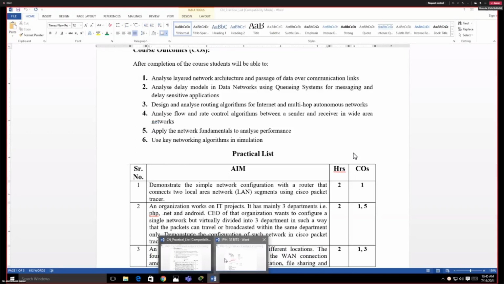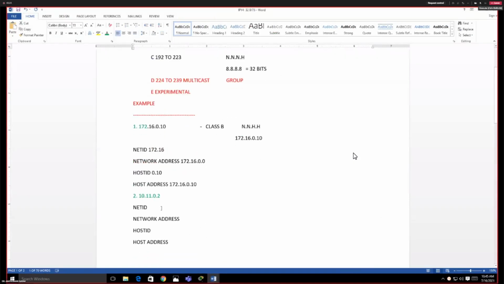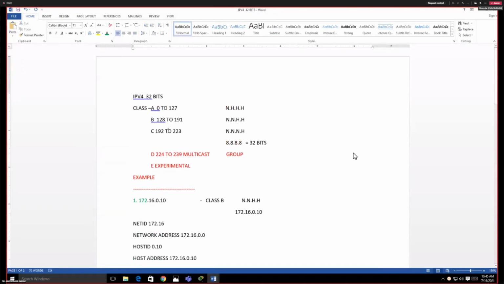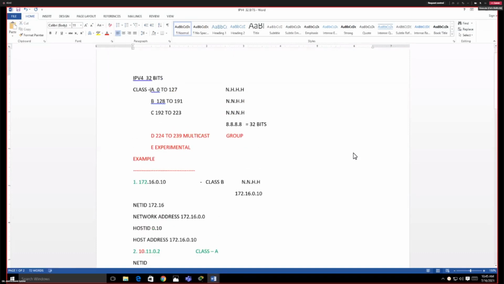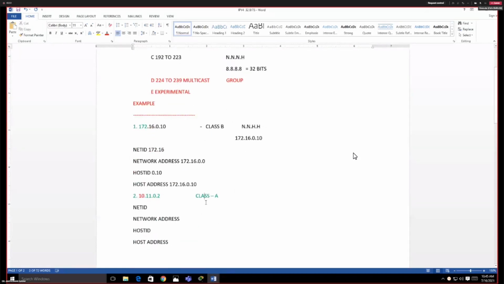So now the IP address 10.11.0.2 belongs to class A. This IP address belongs to class A. Okay, so this statement is correct. It belongs to class A because we have to consider the value of the first byte, which is 10. So the first byte is in the range of 0 to 127. So this one is a class A IP address.